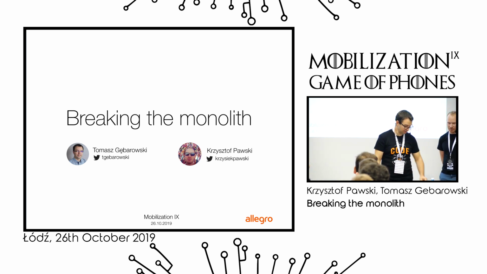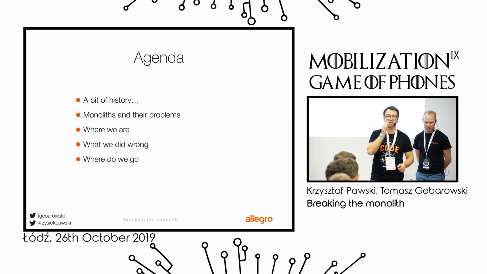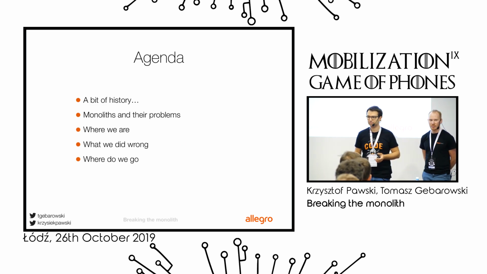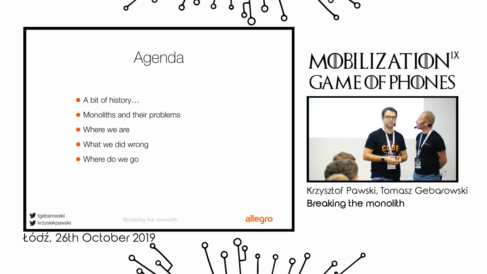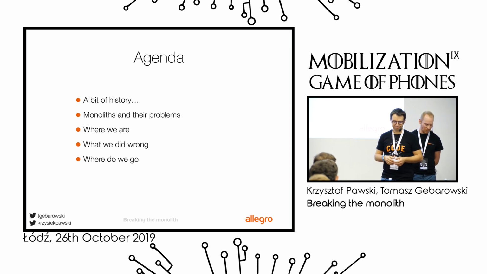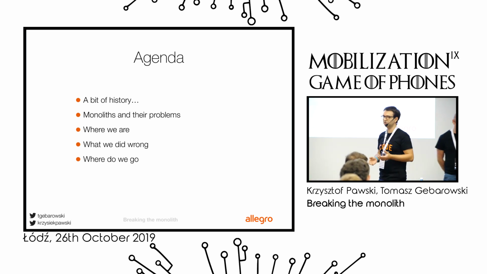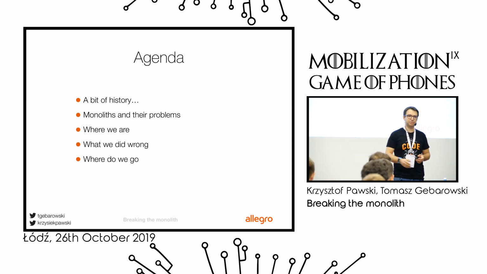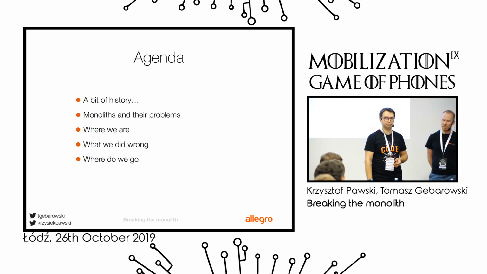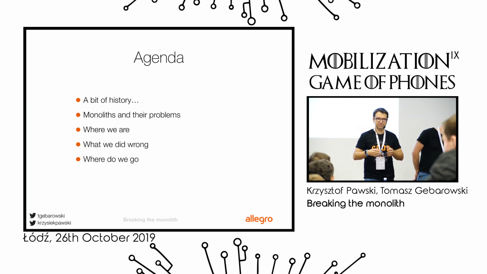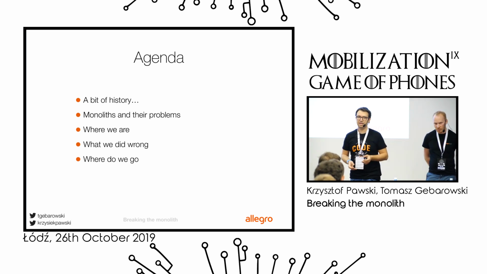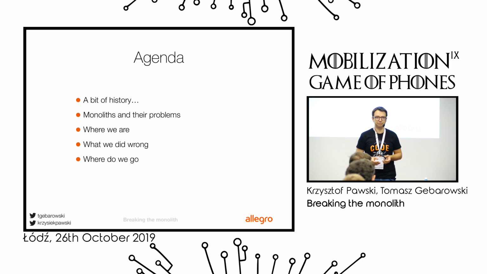But first, before we start, let's move on to some details on what we are going to tell you in the next 30 minutes. So first we'll start with some context, historical context of Allegro, both for desktop and for mobile, so that you understand why the monolith appeared in our source code.